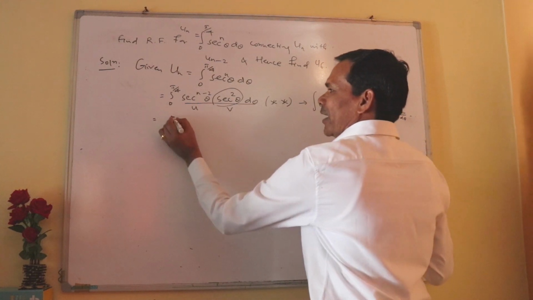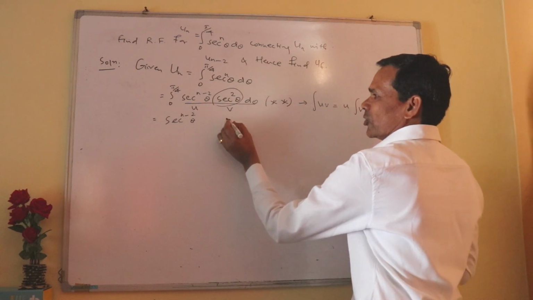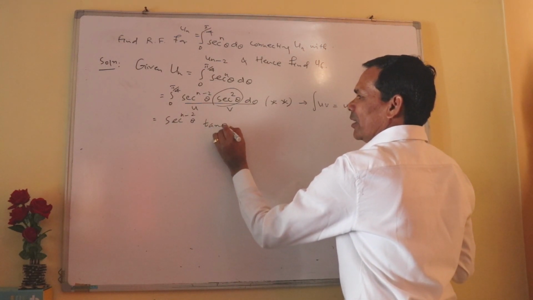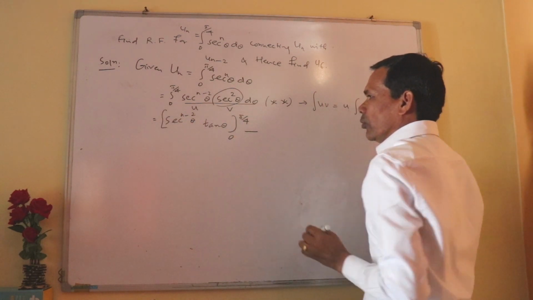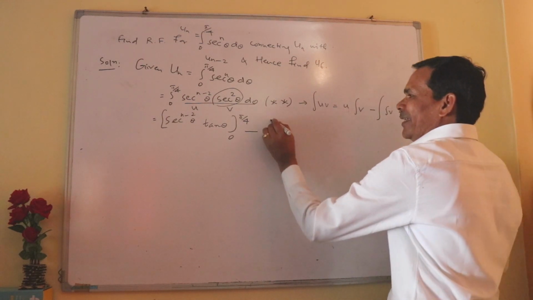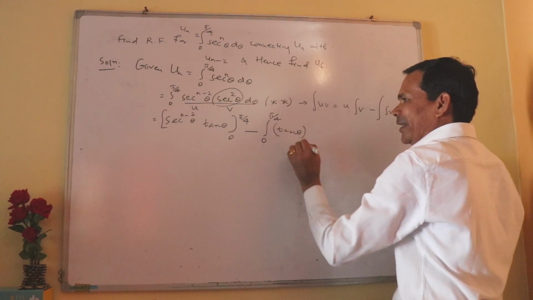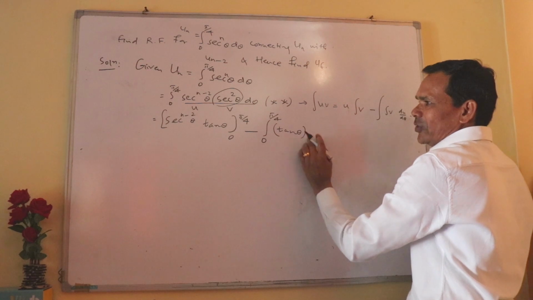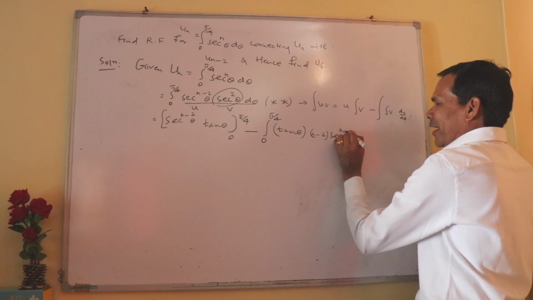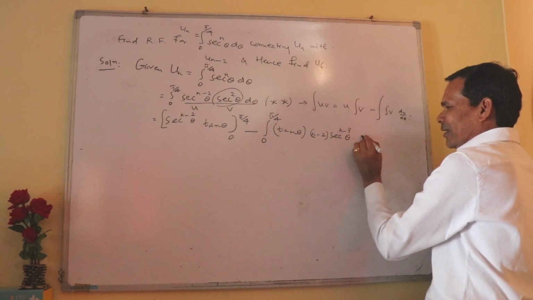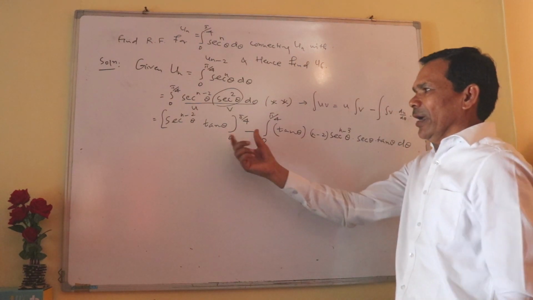So this by parts we apply: sec raised to n minus 2 theta, constant, integration of the second function, it is tan theta, and limits applied, 0 to pi by 4, minus integration 0 to pi by 4 tan theta, as it is, no change. Now integration of sec raised to n, differentiation of sec raised to n minus 2 is n minus 2 sec raised to n minus 3 theta into differentiation of sec theta, it is sec theta into tan theta d theta. So we apply the limits now.